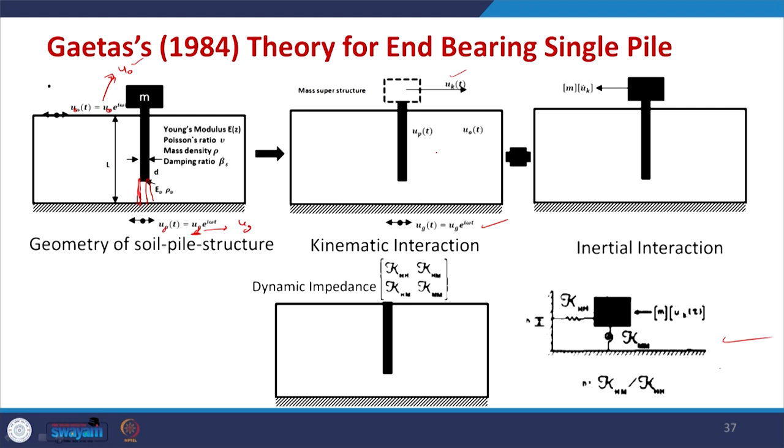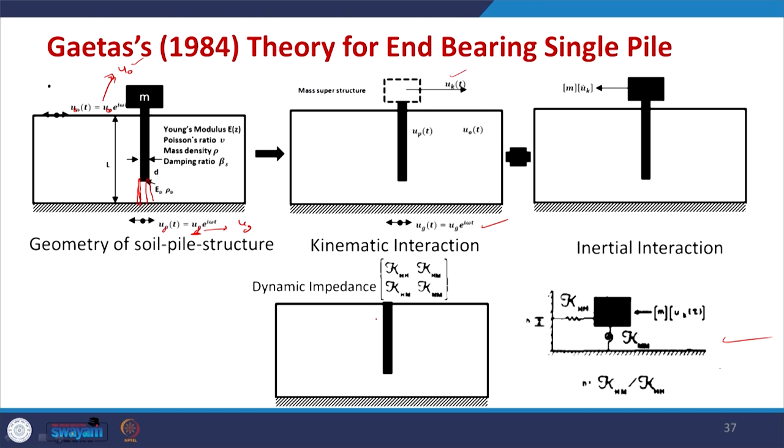Then, for inertial interaction of the pile, you also consider the mass of the superstructure on the top of it, and then find the response. So, how can it be dealt with? Ultimately, Gazetas converted this problem into this one, where only the mass of the superstructure is considered, and the motion applied to this mass is already found in the previous step as kinematic interaction. And the spring constants are found using this analysis for dynamic impedance.